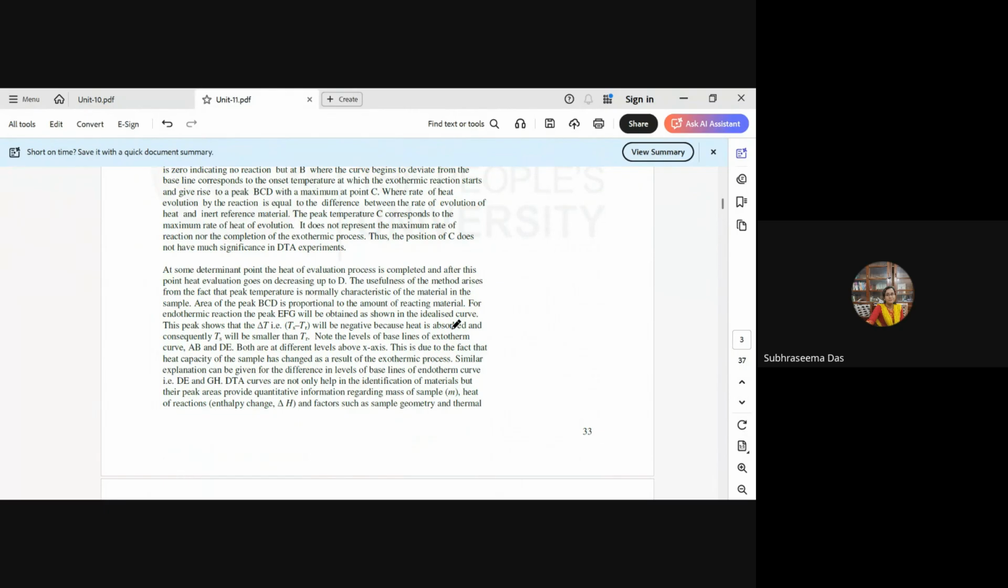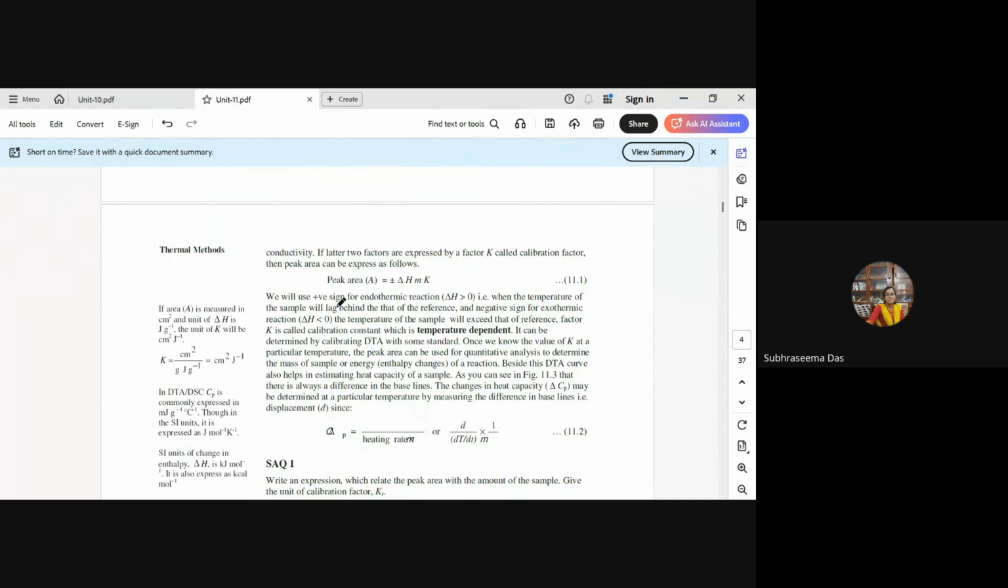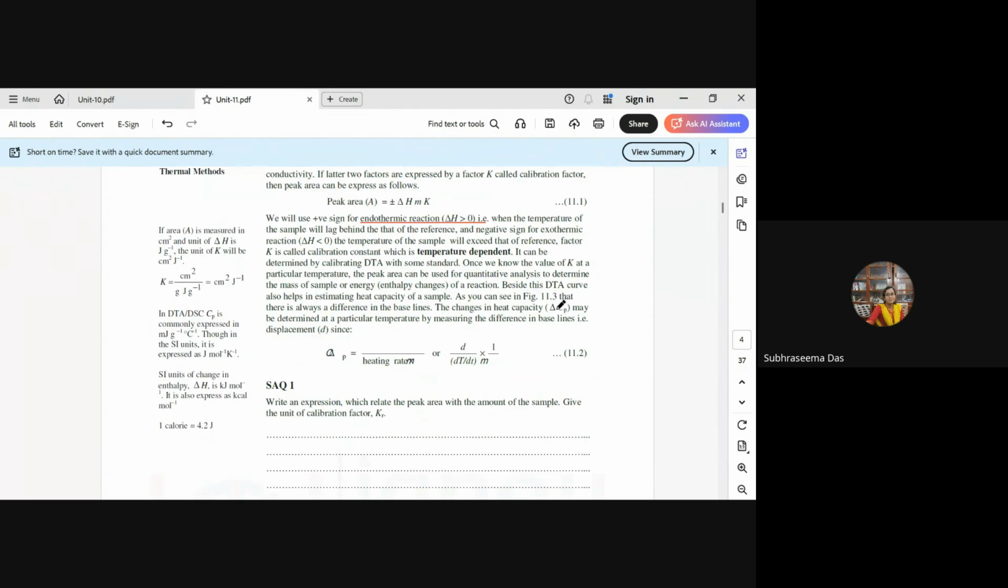For an endothermic reaction, the peak EFG will be obtained as shown in the idealized curve. Here we will use a negative sign for an endothermic reaction, that is when delta H is greater than 0, and we will use a positive sign when delta H is less than 0. So the peak area can be calculated as delta H into m into K. K is called the calibration constant, which is temperature dependent, and it is determined during DTA calibration.